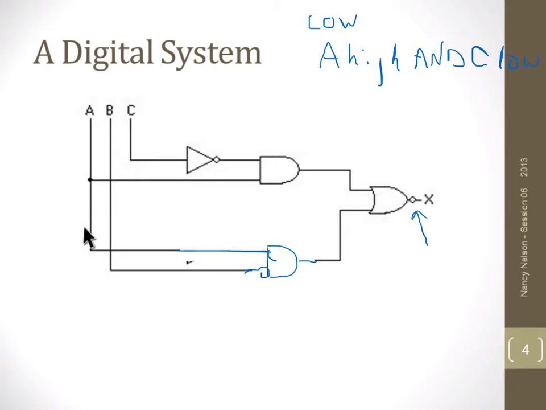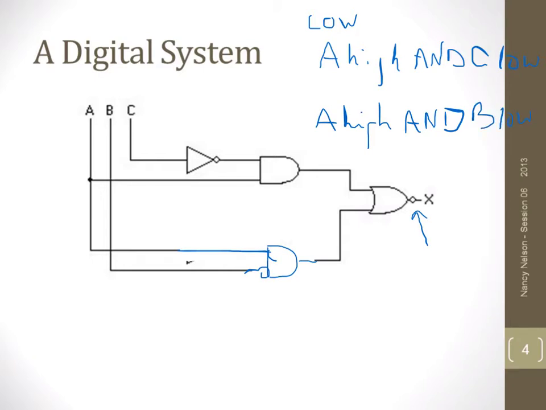Now if we look at the bottom path, we have A is high, and B, because of this bubble right here, has to be low. So that's the condition for our second one. So here, A is high, and B is low.